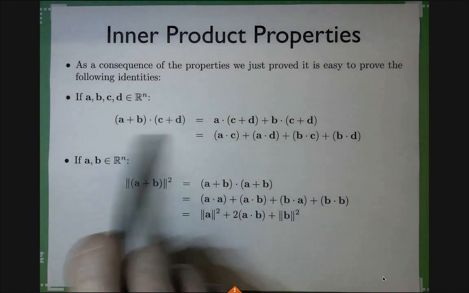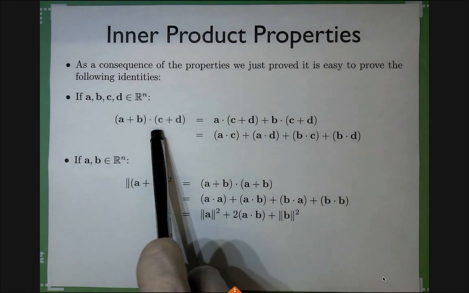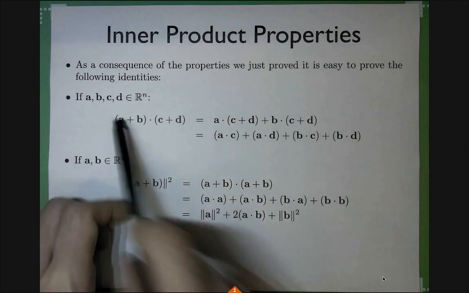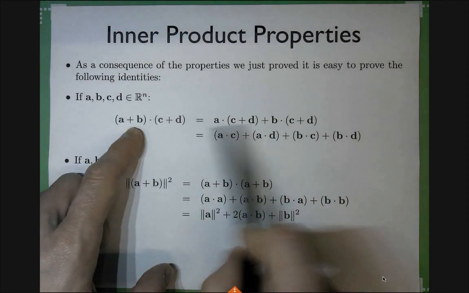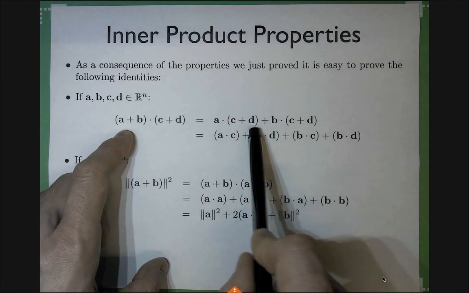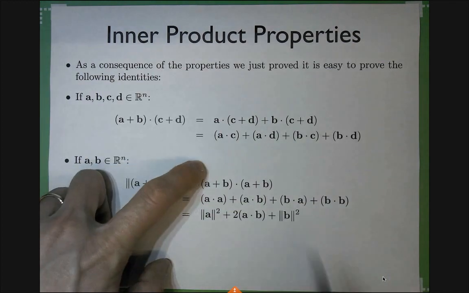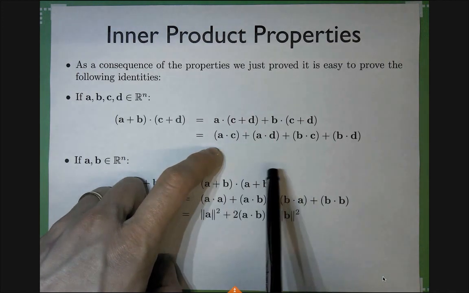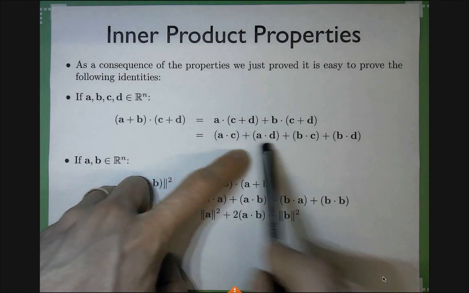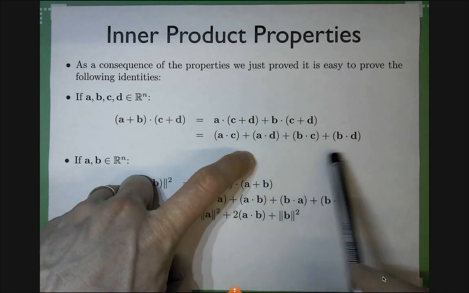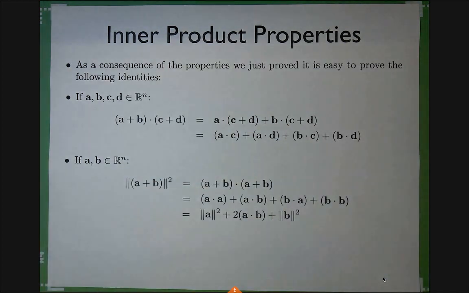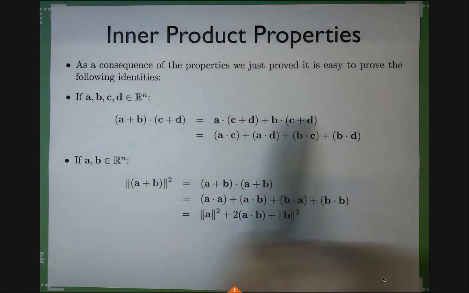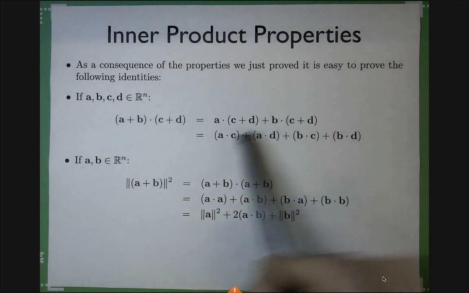And if you have an expression like this, we can apply the distributive property twice. First we can distribute with respect to the first sum. So this is the same as a dot (c plus d) plus b dot (c plus d). And then we can apply the distributive property again. So this would be a times c plus a times d plus b times c plus b times d, where by times I mean the dot product. So this is just applying the distributivity twice, or three times if you will. This is one, this is second, this is third.